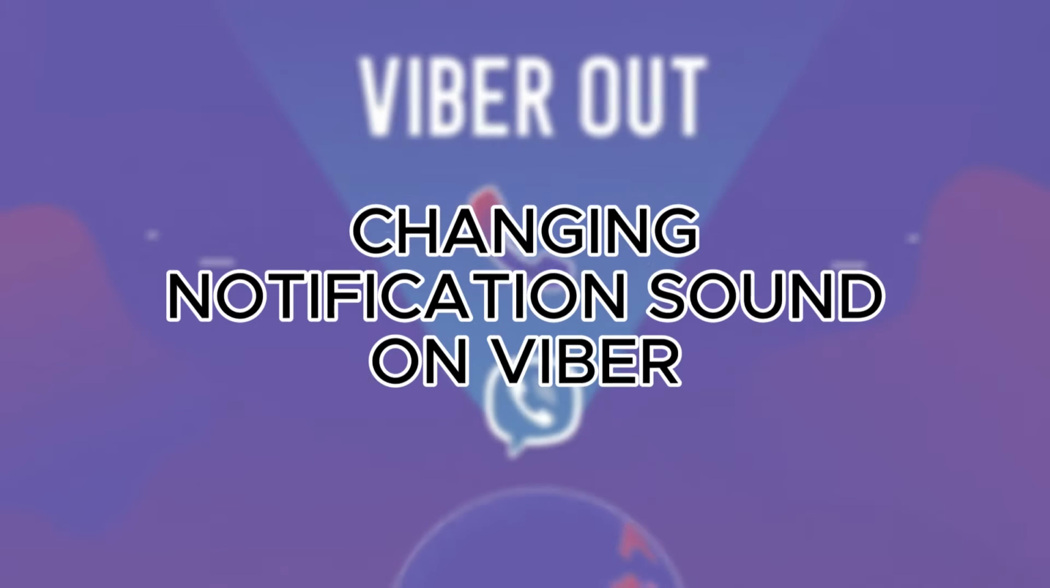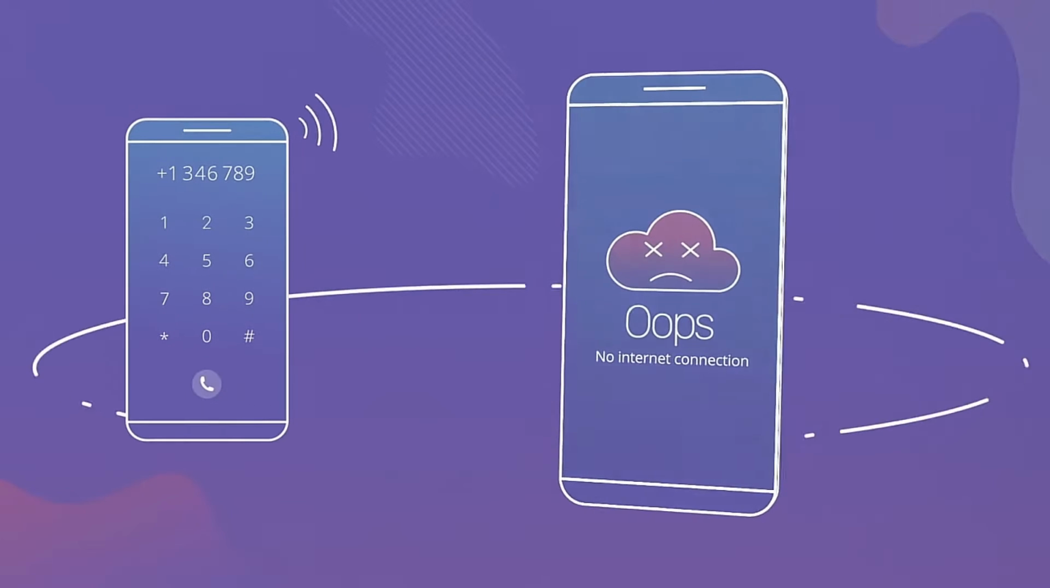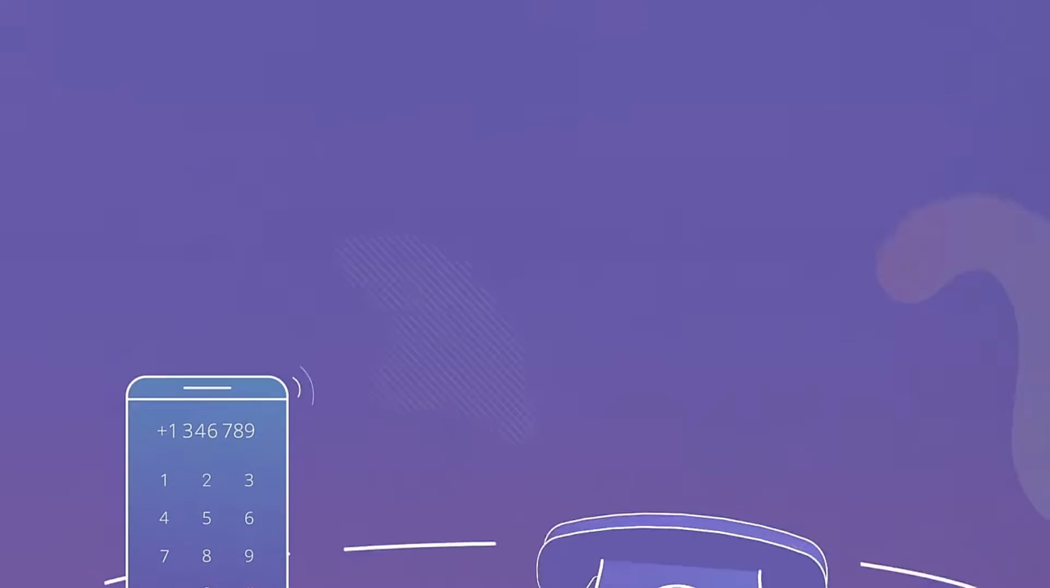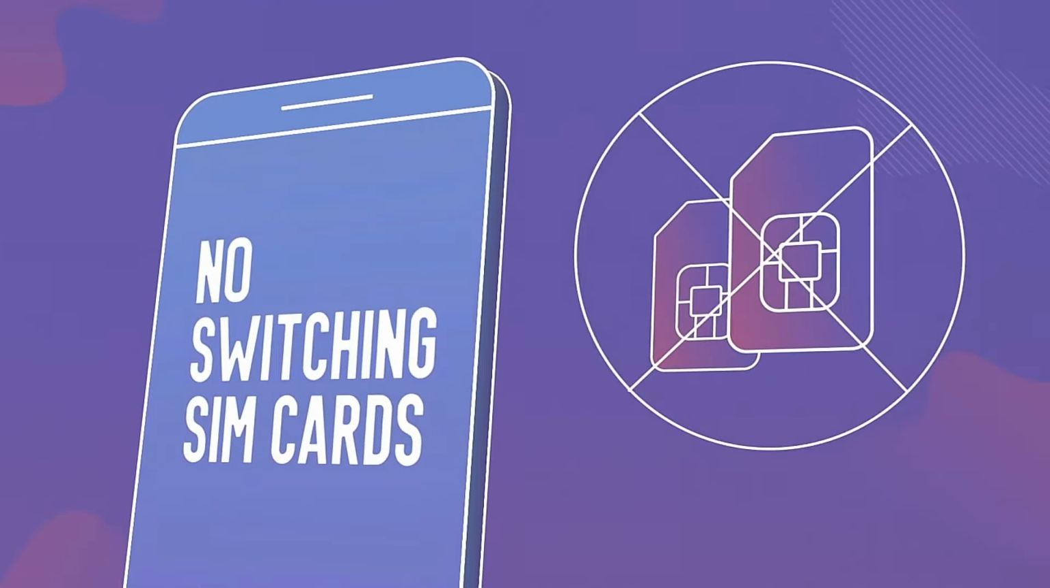Changing the notification sound allows you to customize your messaging experience. You can choose a distinct tone that's easy to recognize, or simply pick one that's more pleasing to your ear. This setting is managed within the Viber app notification settings on your mobile device.